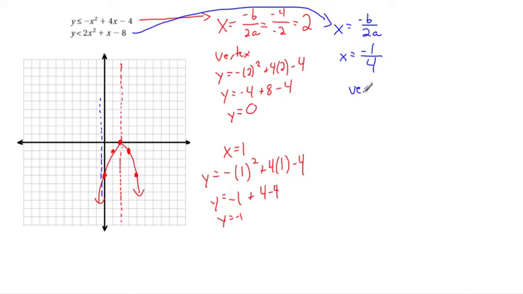To find my vertex, all I need to do is plug this back into the original equation. So I'll say that y is going to be equal to 2 times negative 1/4 squared plus negative 1/4, or just minus 1/4, minus 8. Well, 1 over 4 times 1 over 4 is going to give me positive 1/16, minus 1/4, minus 8.